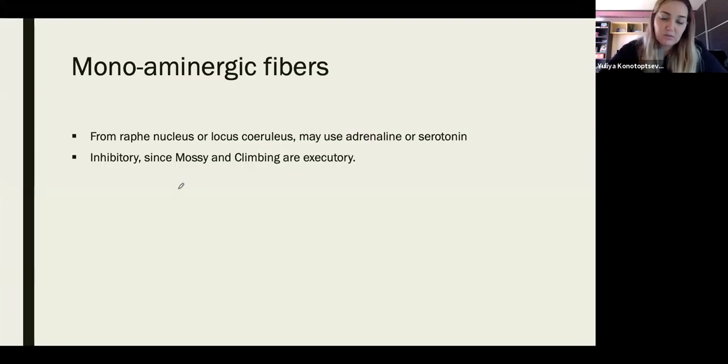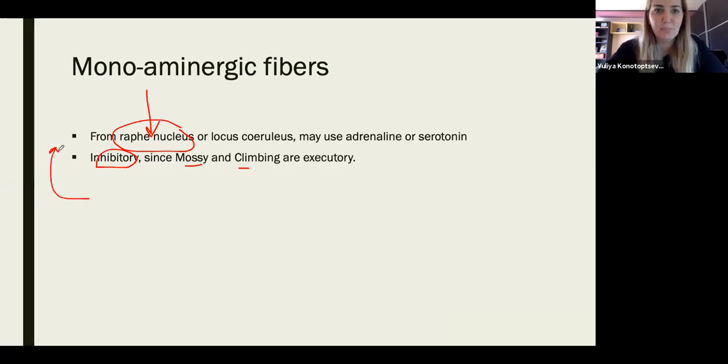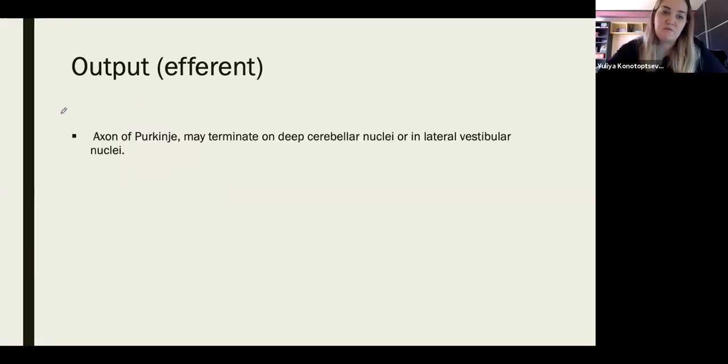There are additional fibers, but they are inhibitory, because mossy and climbing fibers are excitatory, right? These inhibitory fibers come from the raphe nucleus, and they are monoaminergic fibers. About the raphe nucleus, we will talk about it, but honestly, it's not as important because the major inputs for the cerebellum are mossy and climbing fibers. They asked this question last year to make sure that you remember that that's not the only input into the cerebellum. There's additional input from the nucleus of raphe, and it is inhibitory.